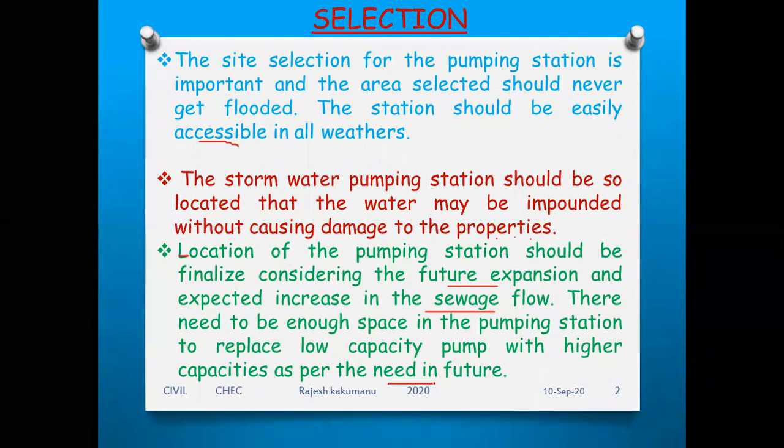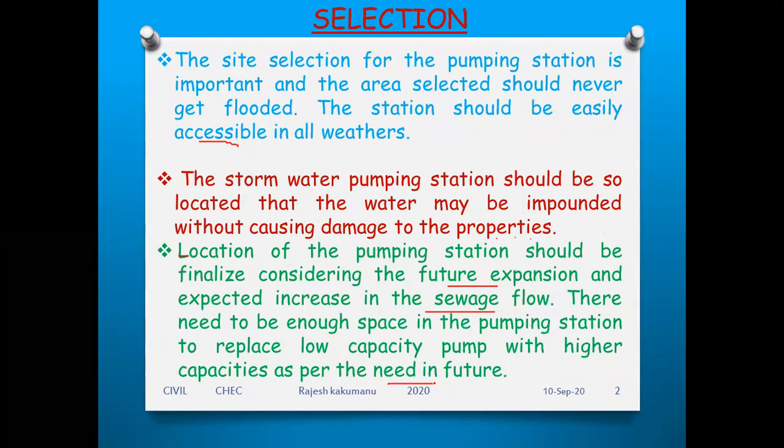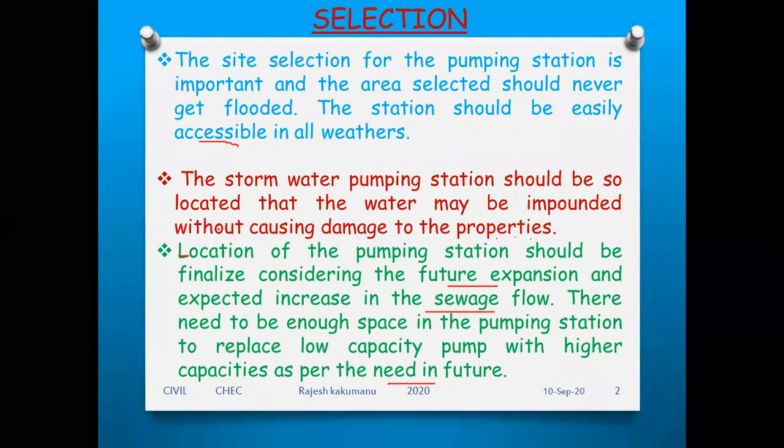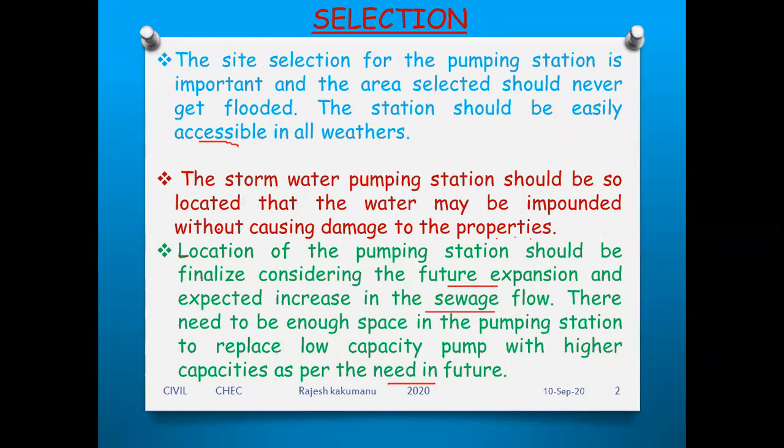Whenever there is a need to replace the low capacity pumps with high capacity pumps in the future, to make changes, additions, to expand or prolong, to do extensions, and also to withstand all suitable weather conditions, the pumping station should be located in a proper way. That is the total meaning of what we have discussed now.